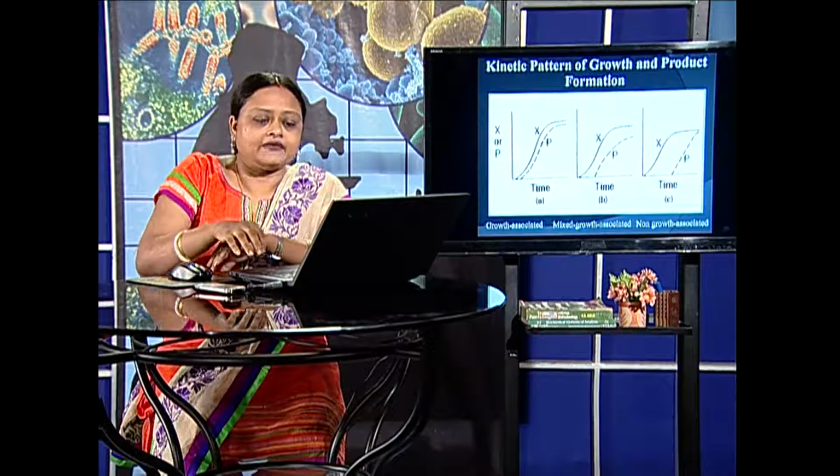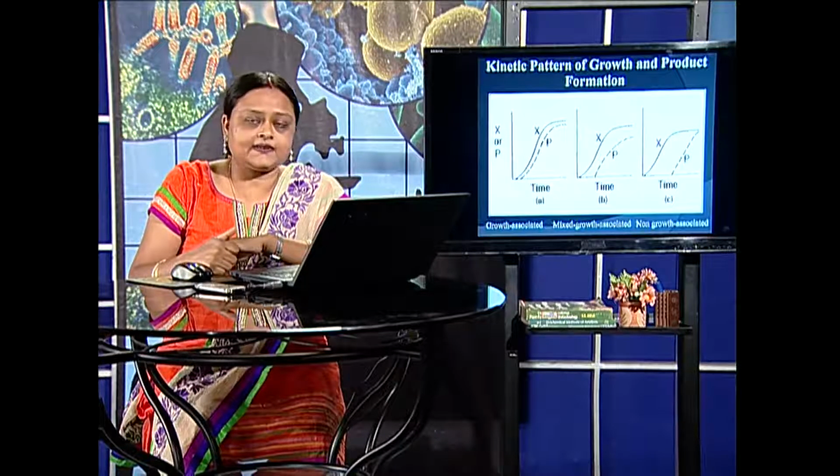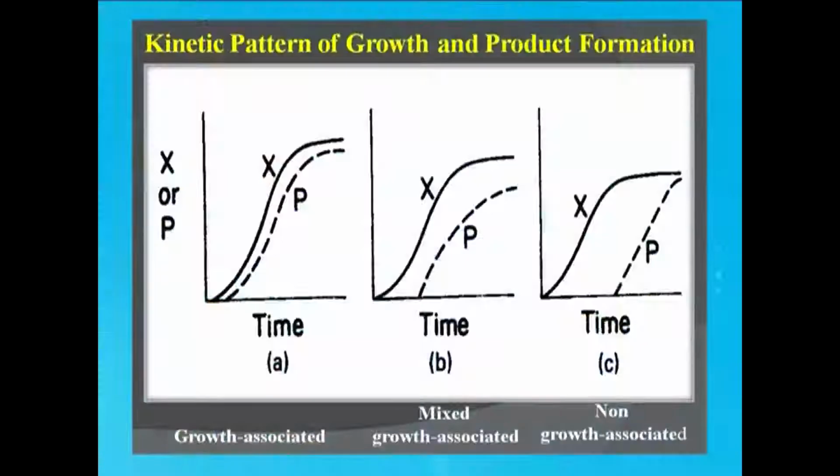But let us now have some idea about the formation of product and the growth phases, or rather growth associations. There are three curves here which we can see. Now X is the biomass and P is the product. What happens if the product that we are deriving is growth associated, meaning they are primary metabolites? The two curves are almost parallel, because as the cell number increases, the product formation increases. As they decline, the product formation declines, because they are primary metabolites.